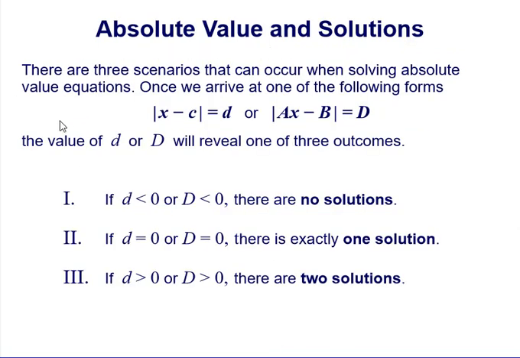So this really reveals one of three outcomes when you're solving an equation with absolute value. If little d or big D are less than 0, there are no solutions. If little d or big D, of course those being distance, are equal to 0, there's exactly one solution. And if d is greater than 0, there are two solutions. So those are your three options no matter what when you're solving. You know you have to get one of them.